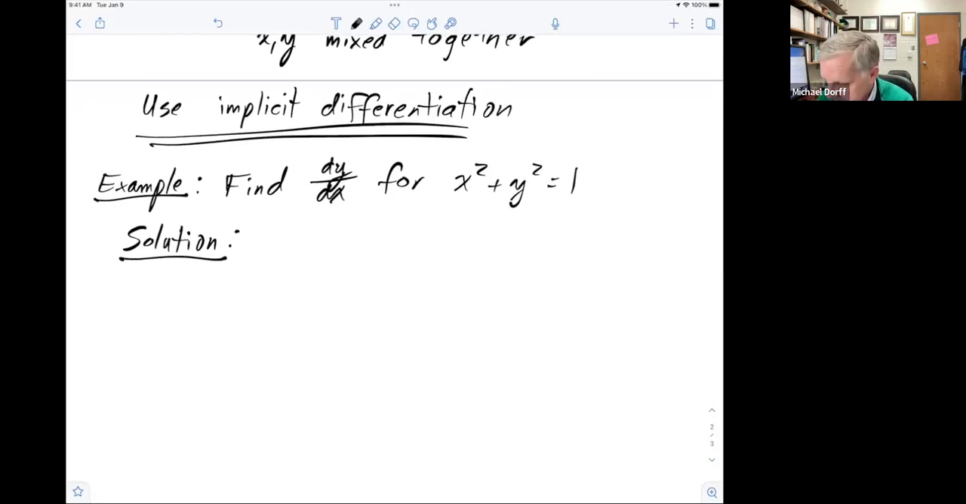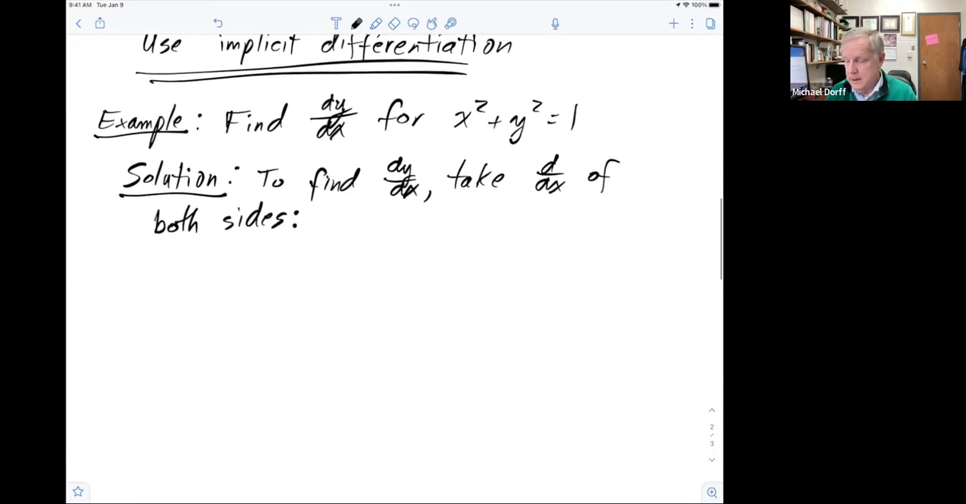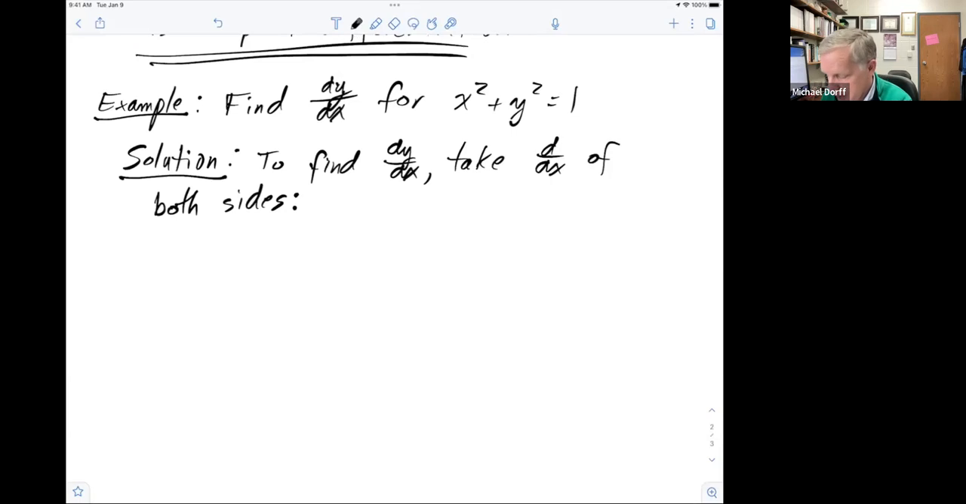All right. So to find dy/dx, what we do is we take d/dx of both sides. It's the same approach as what we've been doing before when we have just the y's on the left side and the x's on the right side. But in that case, we weren't always explicitly writing out the d/dx. But we'll do it here, and that will help you see what we're doing. So we've got our equation, x squared plus y squared equals 1. Now we're going to take d/dx of the left side and d/dx of the right side.